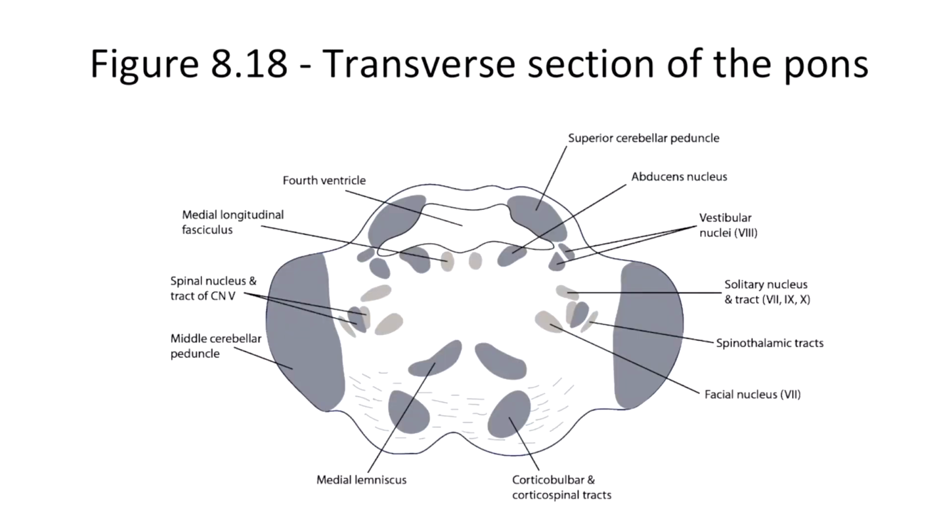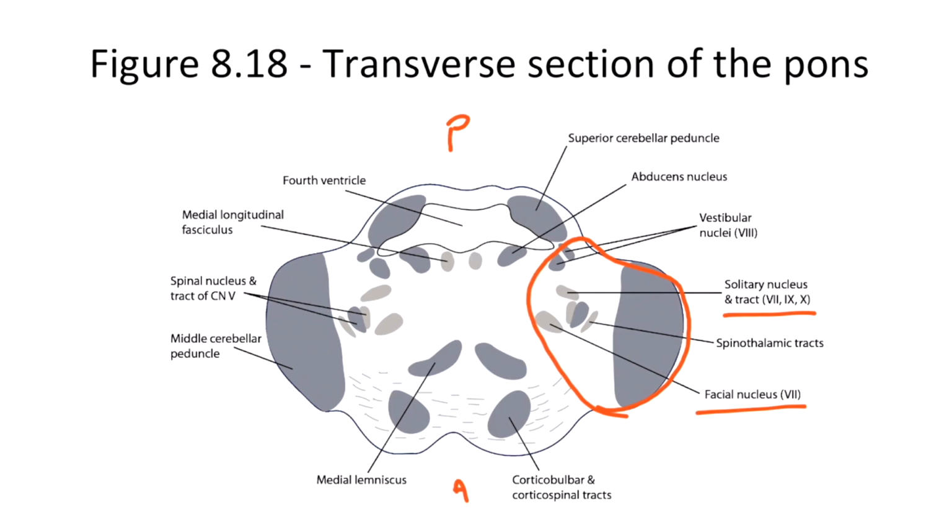From figure 8.18, which shows a transverse section of the pons, we can more clearly identify the structures that would be damaged in lateral pontine syndrome. Again, this is anterior and this is posterior. The AICA supplies blood to the lateral pons, or approximately this region here. For this syndrome, it's most important to remember that the facial nucleus and the solitary nucleus are damaged.